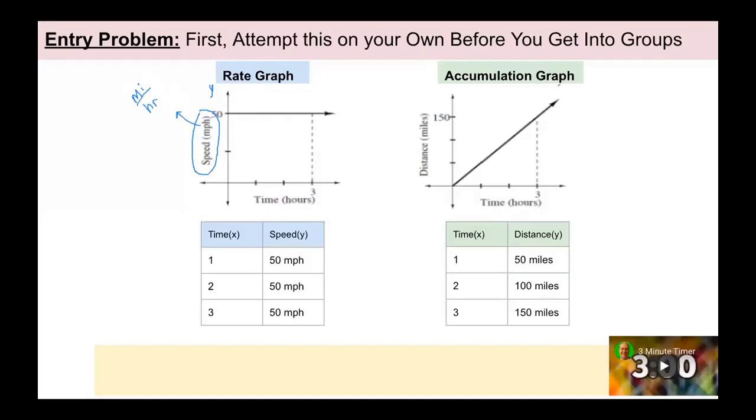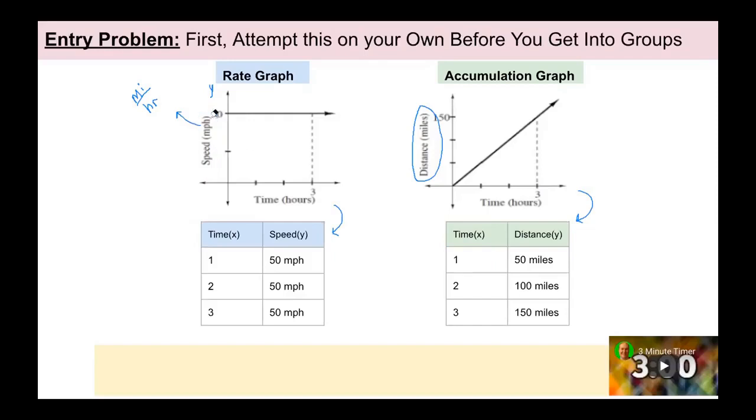Over here, we have the accumulation graph. It's an accumulation graph because for the y-axis, you have something that's increasing. In this case, miles, or distance, is getting accumulated. So that's what makes this an accumulation graph, and that's what makes the one on the left-hand side a rate graph. Right below the graphs are the corresponding tables, so you can see the different patterns and how the numbers come about.